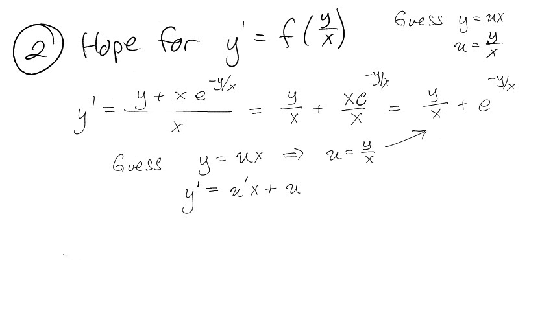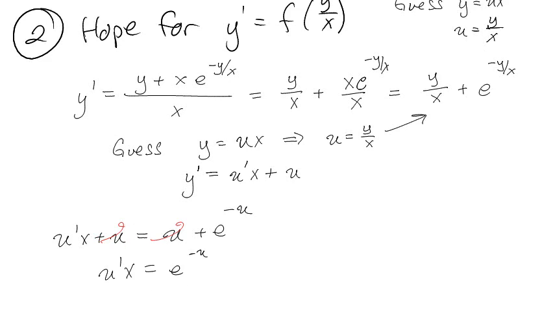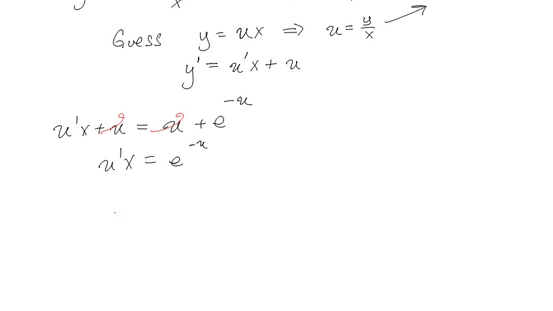So y prime is u prime x plus u, and that's going to be equal to y over x, which is u, plus e to the negative y over x, which is u. And again, you see that these u's cancel out, which means I probably did something right. I've got u prime x is equal to e to the negative u, which is kind of fun.